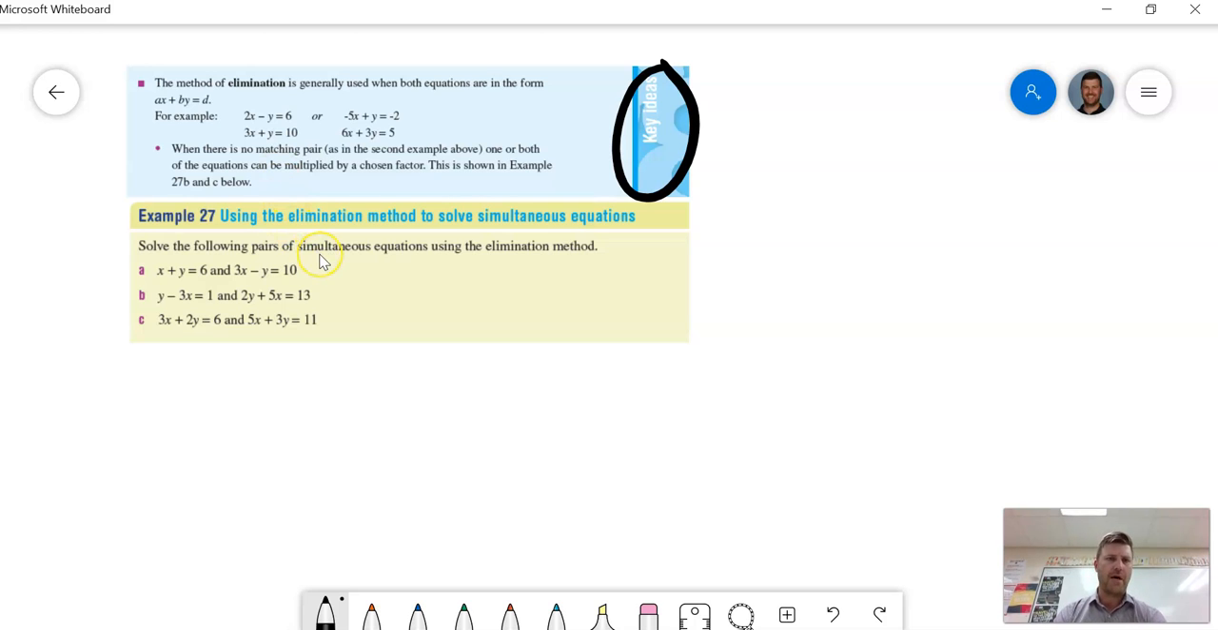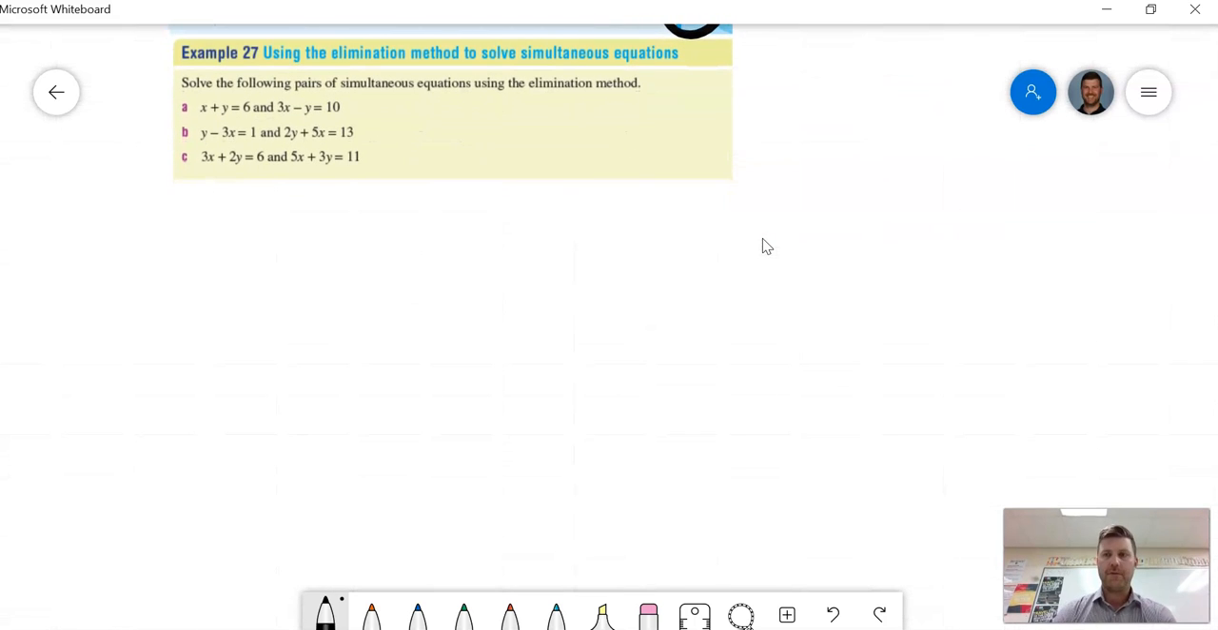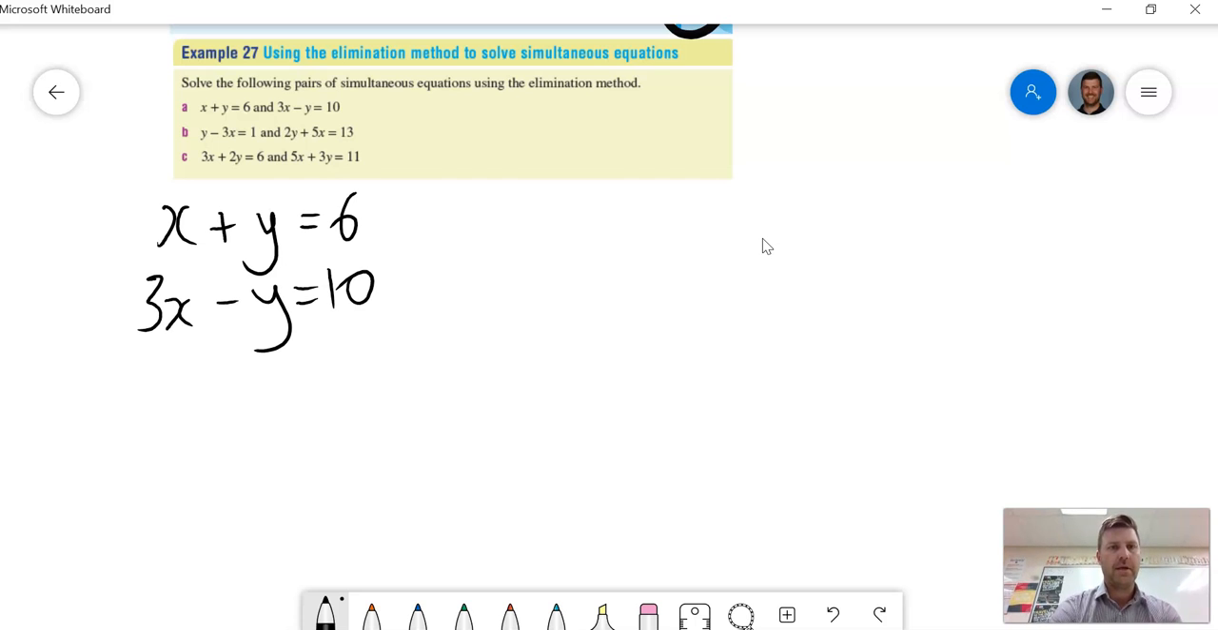And I'll go through a few examples. This video might be a bit longer because it is a little bit more complex, especially when we're looking at examples B and C. But anyway, let's get started with example A, and I'll walk you through the process. So, again, I've got two equations. Let's start by writing them out. It's x plus y is equal to 6, and 3x take y is equal to 10.